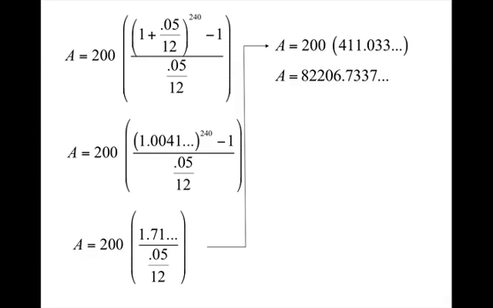82,206.733. Since this is my final answer, this is the only time I round. So it's money, round to 2 decimal places, and we get $82,206.73. So that means in 20 years, I'm going to have the $82,206.73.